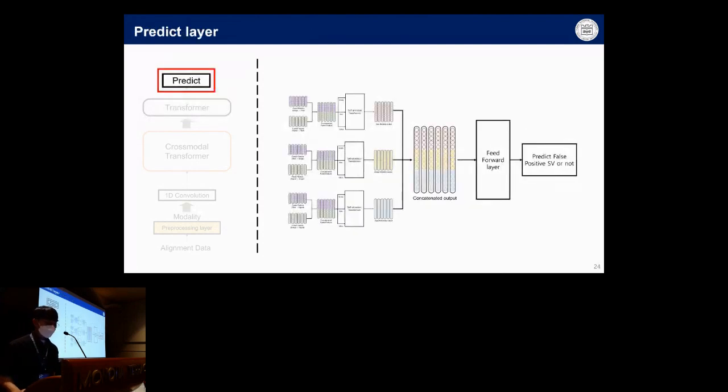After calculating the self-attention transformer, each modality output was concatenated and passed through feedforward layers. After that, we get the output determining whether it is a false positive structural variation or not.